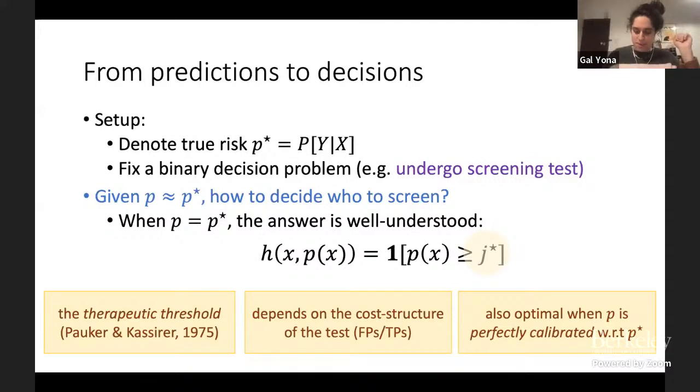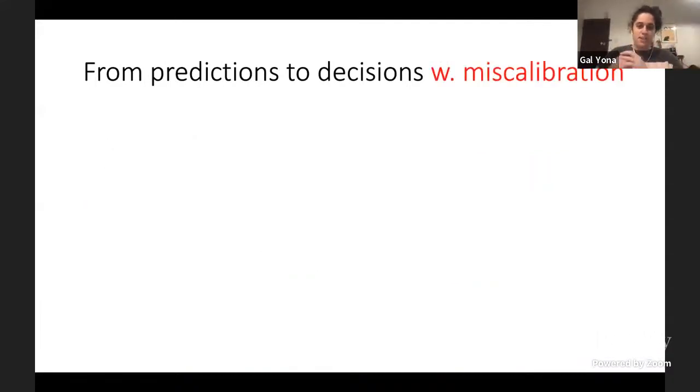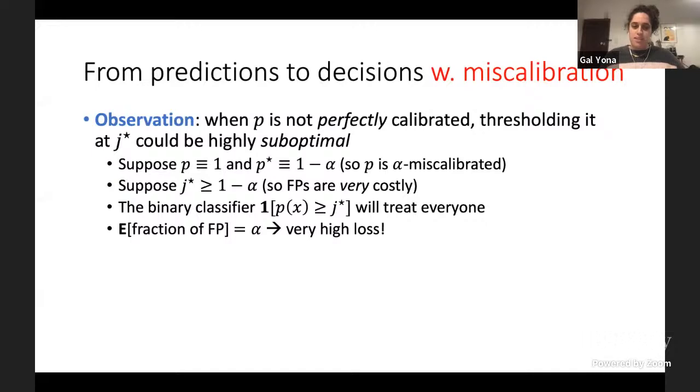Okay, good. So I'm storming ahead. Right after Guy's talk, the first thing that naturally comes to mind is, what happens when predictors are miscalibrated, as we know that they sometimes are, at least before you work very hard to calibrate them? One immediate observation that's simple but fundamental is that when the predictor is not perfectly calibrated, even with very mild miscalibration, thresholding at J star could be really suboptimal.